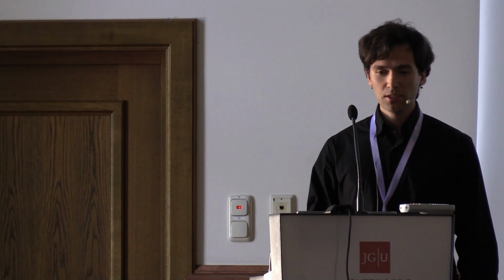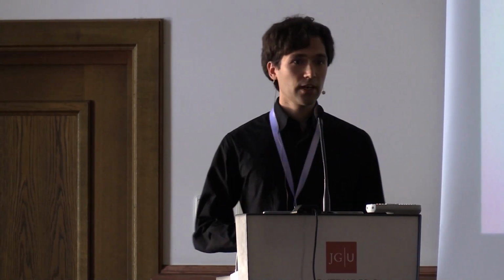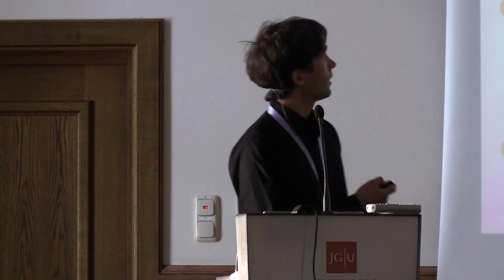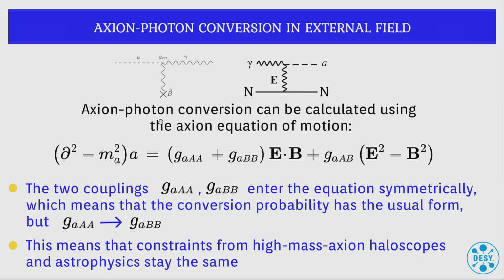Yes, so most astrophysical limits are based on the Primakoff conversion in stars or the conversion in magnetic fields, so it is actually processes of these two types. And this depends on the axion. So these processes can be calculated using the axion equation of motion. And as I said here, all that you do is substitute the usual AA coupling by the sum of AA and BB couplings. That's why all the limits which are now valid for the AA coupling are also valid for the BB coupling. In this way, it's the same.